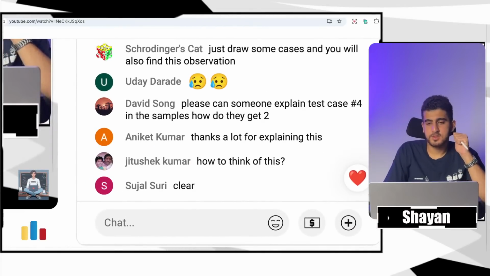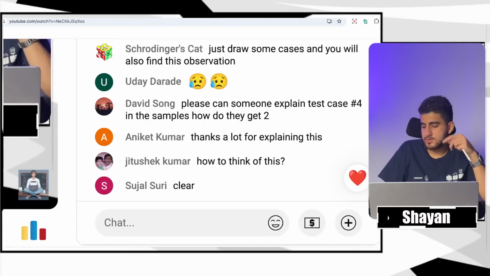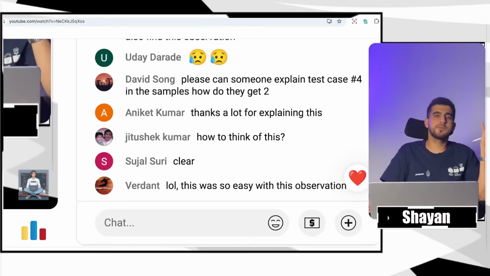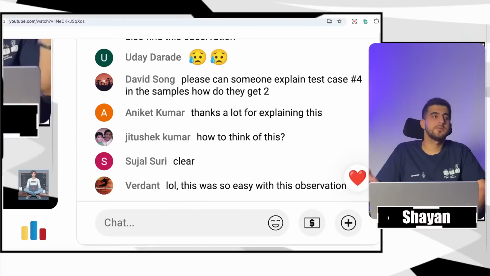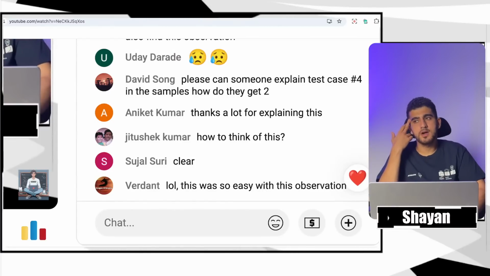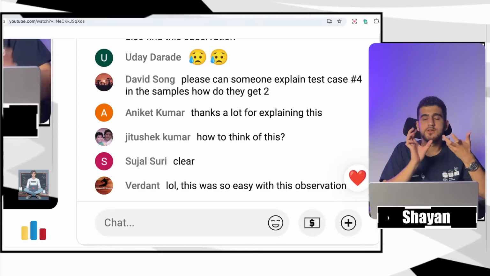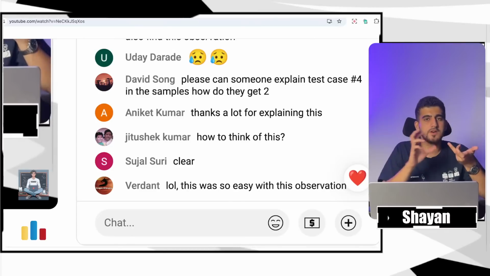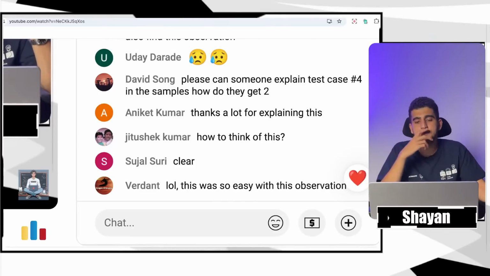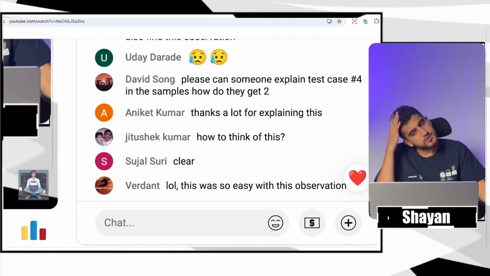Nice. Thank you. How to think of it? Well, you can build this intuition by solving a lot of problems. I personally, when I see this problem, this automatically comes to my mind that 0, 1 means that from a block of zeros we're going to a block of ones. 1, 0 means that it's like from a block of ones we are going to a block of zeros. Yeah, so these were the main points.